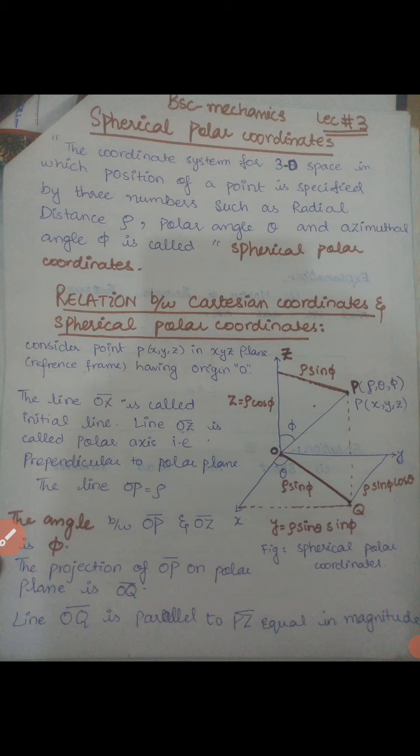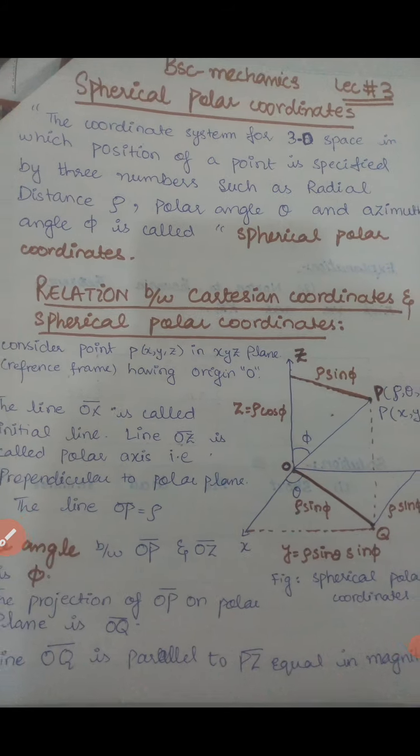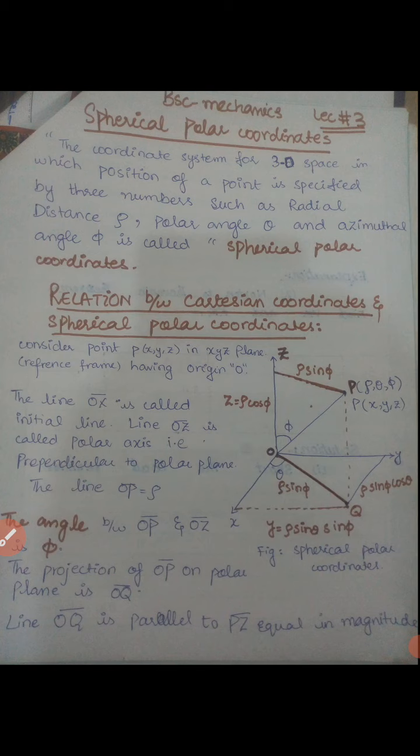I am going to discuss the definition of spherical polar coordinates, and it is like this: the coordinate system for three-dimensional space in which the position of a point is specified by three numbers, such as the radial distance rho, polar angle theta and azimuthal angle phi, is called spherical polar coordinates. It means that I am talking about three-dimensional space.